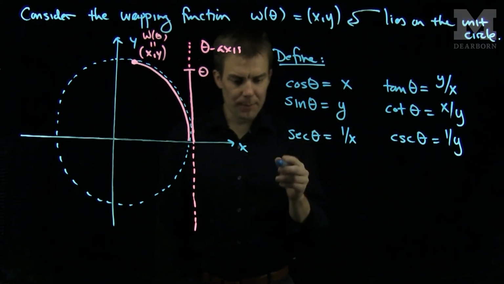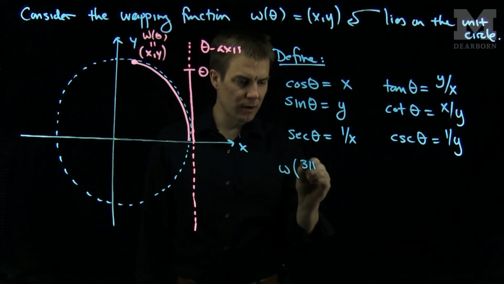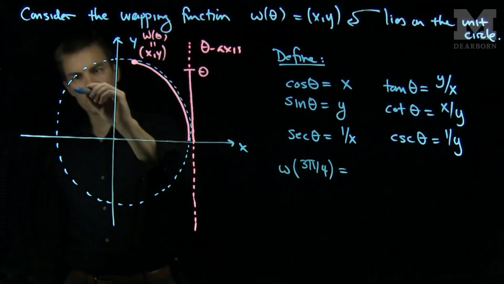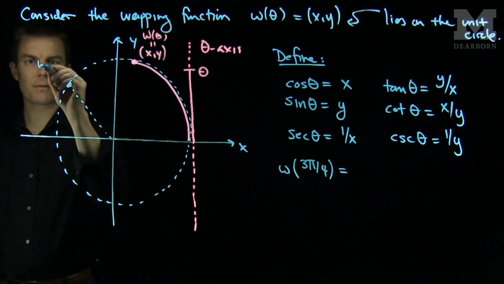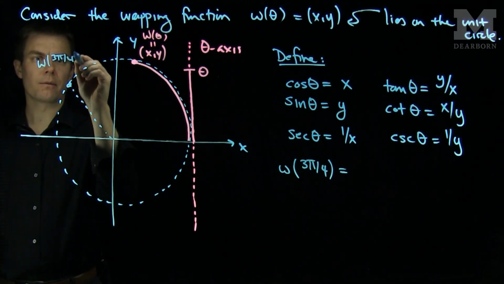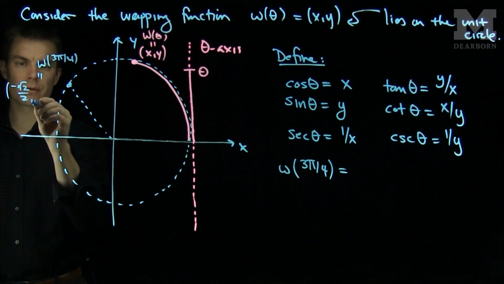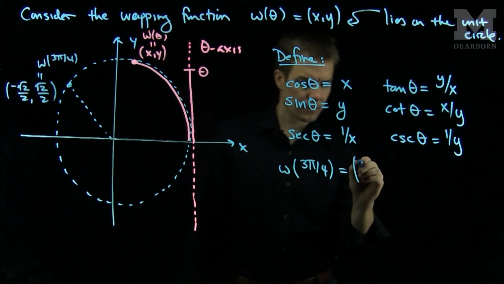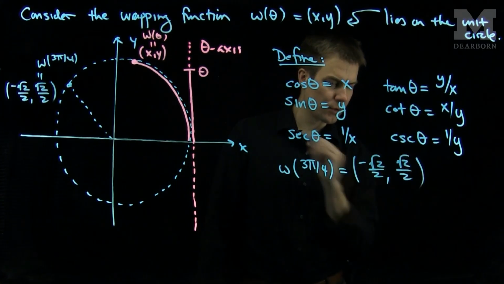So recall the wrapping function of 3 pi over 4. The wrapping function of 3 pi over 4 goes all the way over here. So the wrapping function of 3 pi over 4, for example, will give me the point negative root 2 over 2, root 2 over 2.